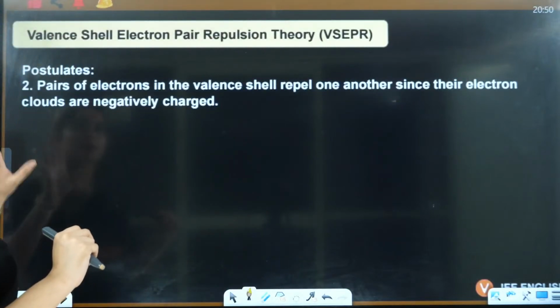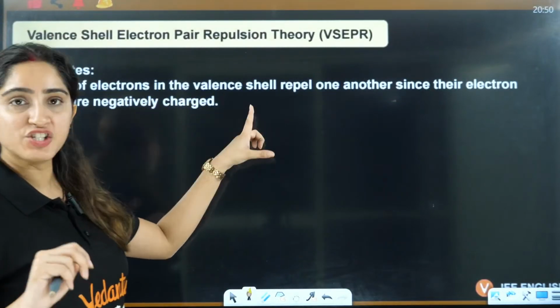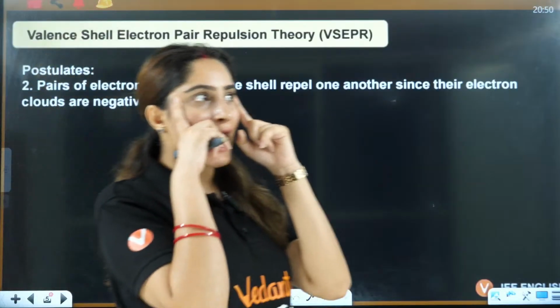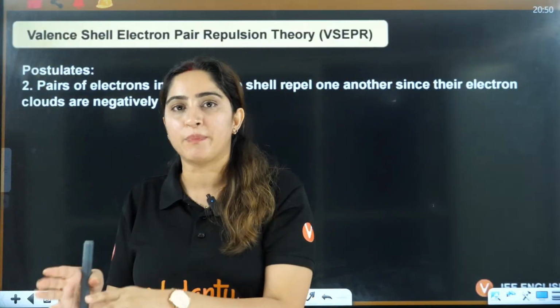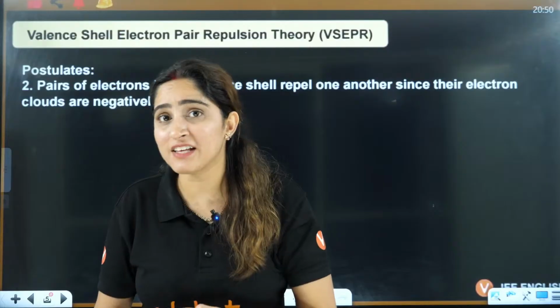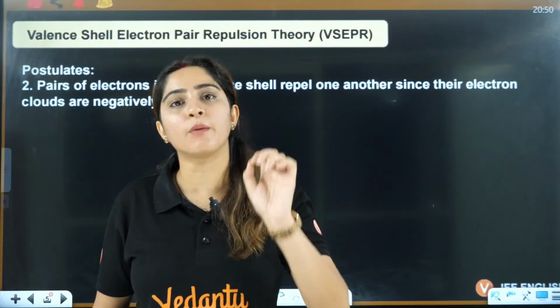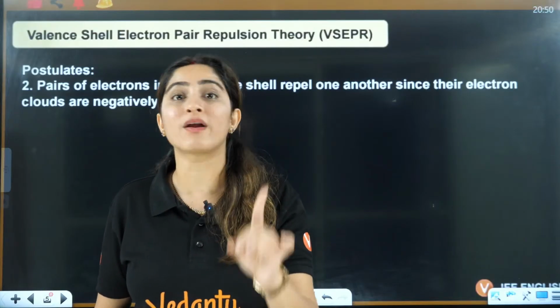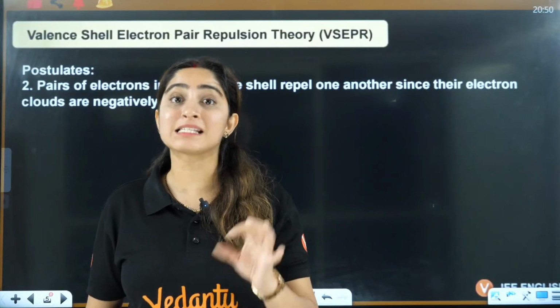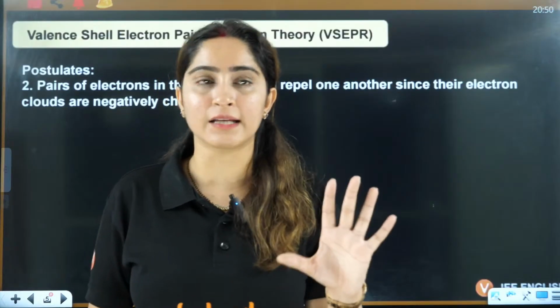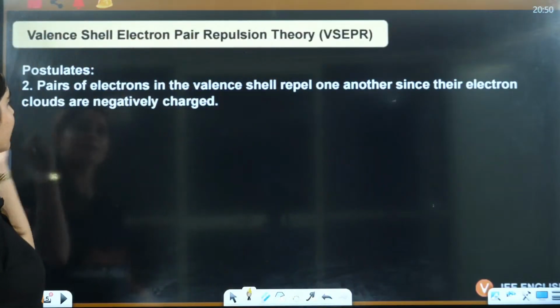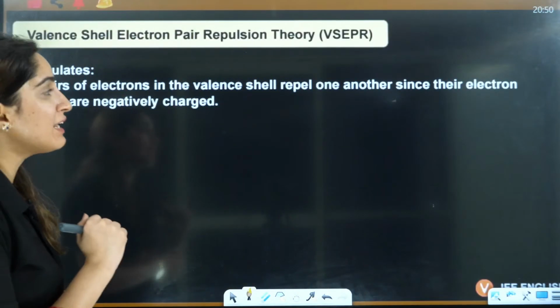Next thing is pairs of electrons in the valence shell repel. Now we know that this shape, geometry, hybridization, all these things that I ask you in the exam, depend upon one factor, that is your steric number, right? So now let's understand pair of electrons in the valence shell.